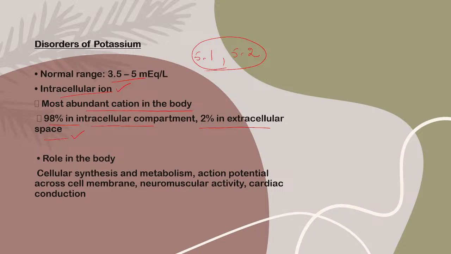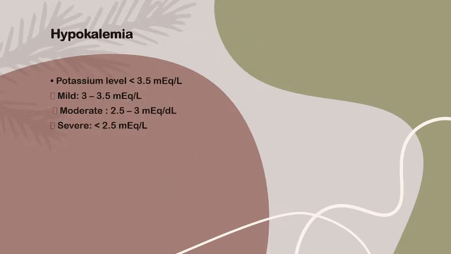All right. The role of potassium in the body is cellular synthesis and metabolism. It helps in the metabolism and synthesis of cellular activities. Then, action potential across cell membranes. It helps to generate action potential across the cell membrane with the help of ATPase pumps, the neuromuscular activity and cardiac conduction. Potassium has a very important role in cardiac activity. All right, first we will discuss hypokalemia, then we will move towards hyperkalemia.